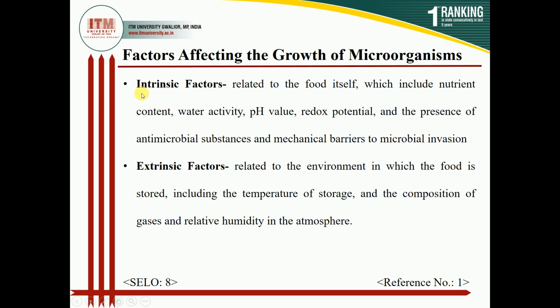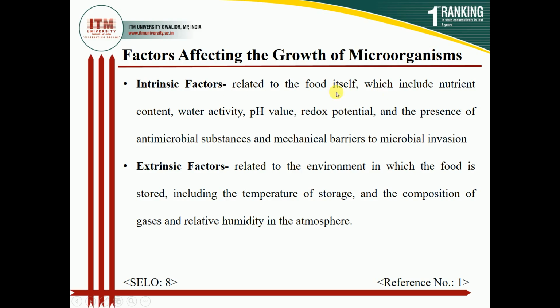So basically these two are the different factors that can affect the growth of microorganisms. First one is the intrinsic factor and second is the extrinsic factor. So what's the meaning of intrinsic? Intrinsic means inside. It means the factors that are related to the food itself.